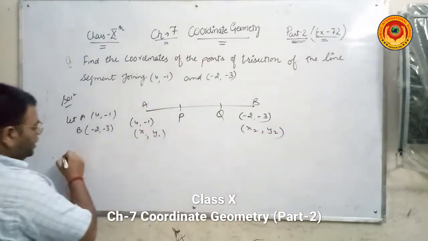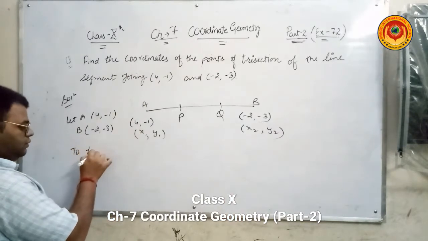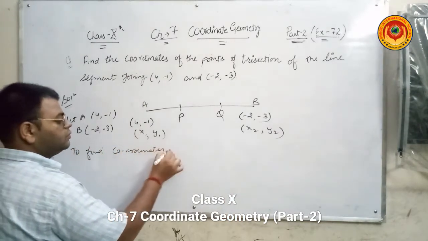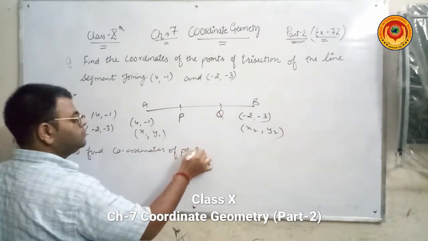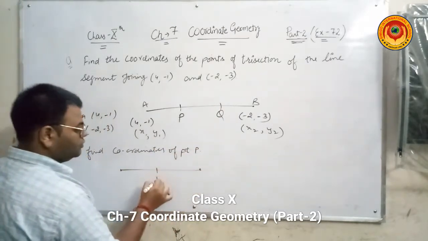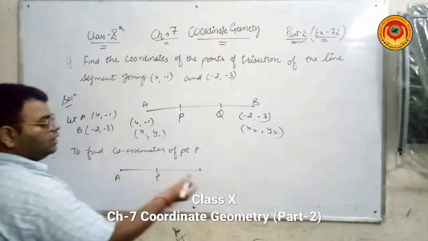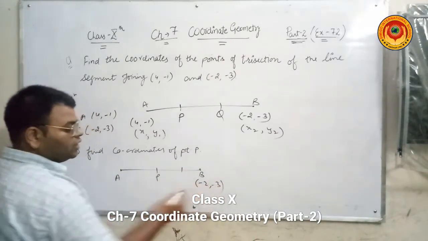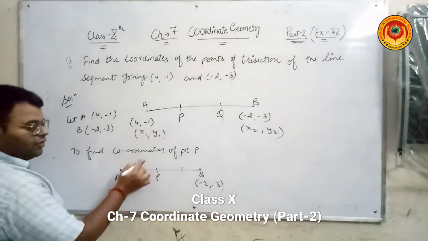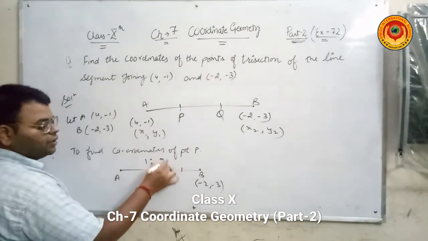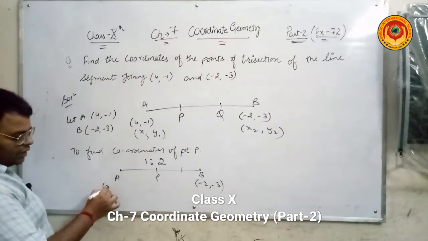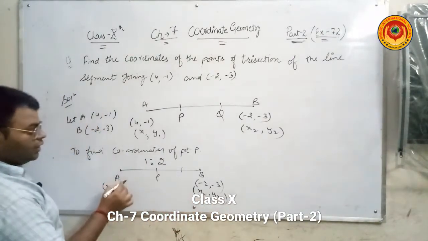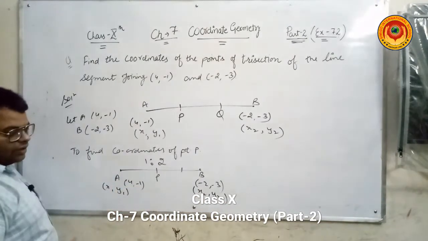First draw a new diagram to find coordinates of point P. Draw a rough diagram. Take it as P. Leave Q. No need to write the coordinates of Q. See, what's the ratio? Here you are having 1 part. Here you are having 2 parts. So ratio is 1:2. This is your x1 y1. This is your x2 y2. What is your A? (4, -1).